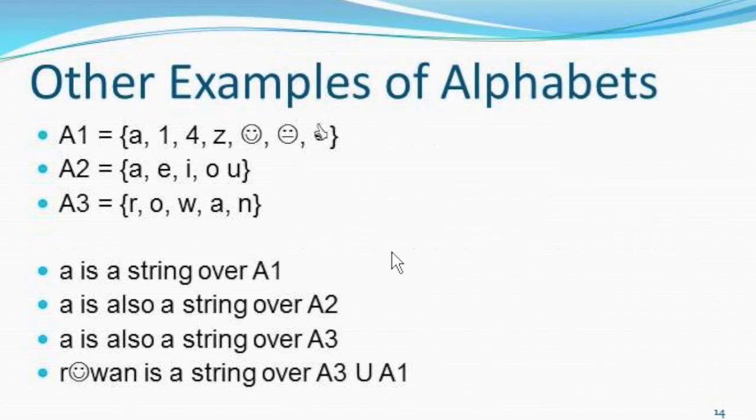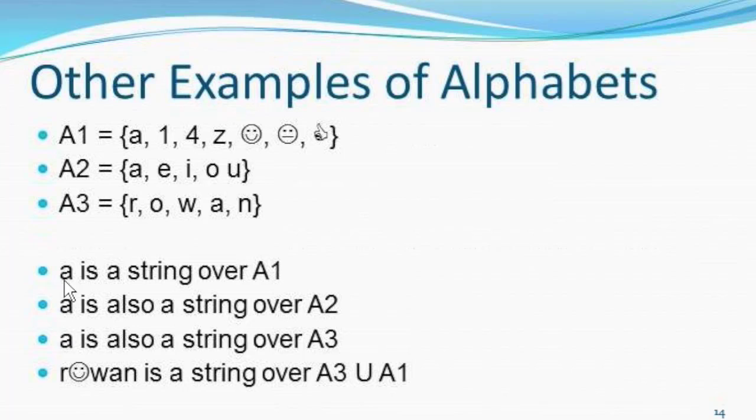Here's some more examples of alphabets and some strings that you can get out of them. A1 is this, A2 is this, A3 is this. So these are all alphabets. How do I know they're alphabets? Because an alphabet is a finite set of symbols. These are all finite sets of symbols. Now, there may be an infinite number of strings that you can come up with over an alphabet, but each individual string is just a finite sequence of symbols.